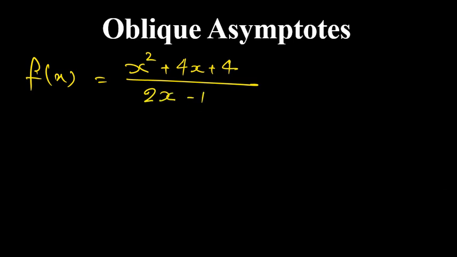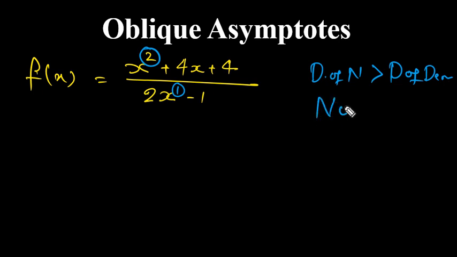Now is there any horizontal asymptote? How do we check the horizontal asymptote? We compare the degree of the numerator and the degree of the denominator. If the degree of the numerator is more than the degree of the denominator, then there is no horizontal asymptote. That's what we have studied in the previous video. If you don't know that, please watch the previous video.